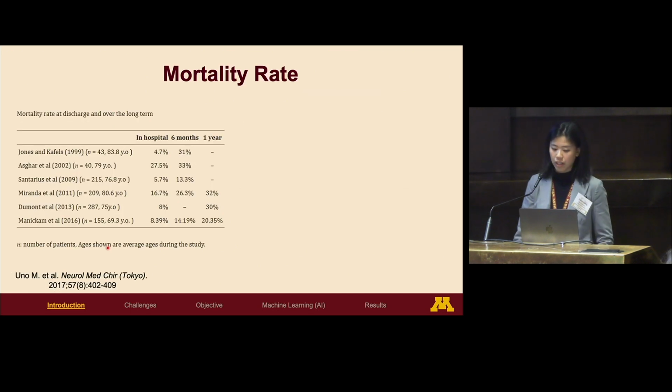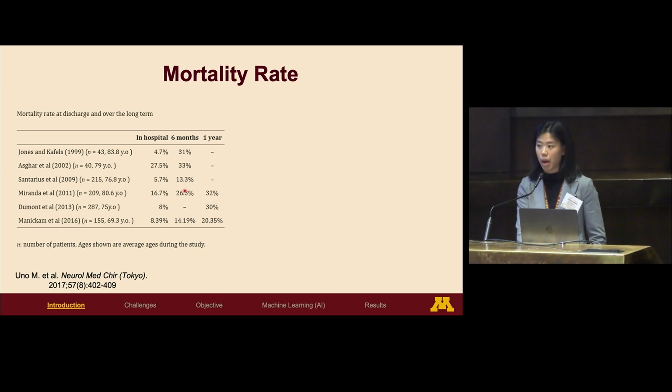This table highlights the mortality rates for chronic subdural hematoma, both at hospital discharge and over time, across several studies with patient cohorts averaging between 69 and 83 years old. My laser pointer isn't working so well, sorry. The overall trend demonstrates that mortality at 6 months and at 1 year is significantly greater than in-hospital mortality. Overall, this data demonstrates the increased risk of mortality post-discharge, underscoring how dangerous chronic subdural hematoma can be in an aging population.